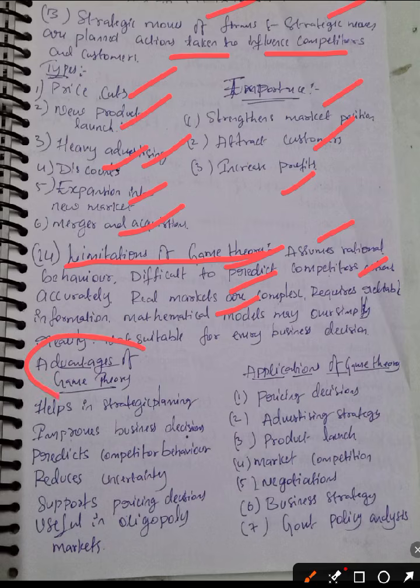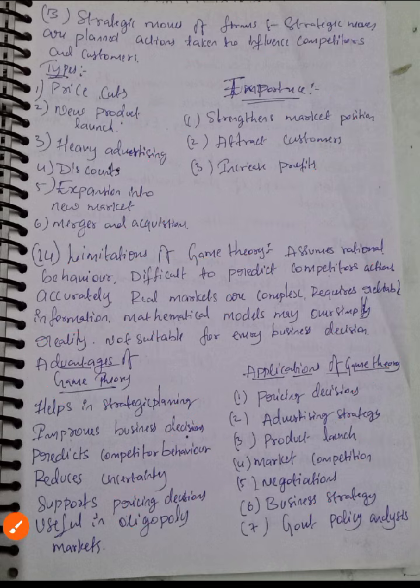Now, advantages of game theory: helps in strategic planning, improves business decisions, predicts competitor behavior, reduces uncertainty, supports pricing decisions, useful in oligopoly markets. Game theory is most useful in oligopoly types of markets. Now, applications of game theory: pricing decisions, advertising strategy, product launch, market competition, negotiations, business strategy, government policy analysis. I hope you understood.